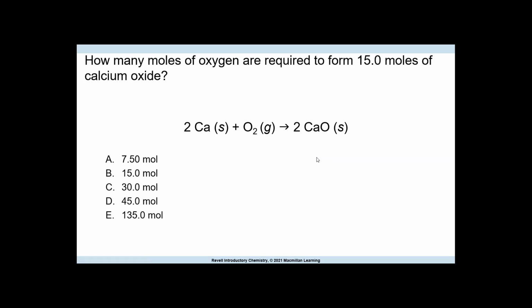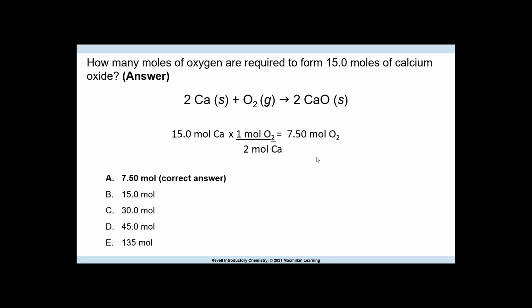How many moles of oxygen are required to form 15 moles of calcium oxide? So let's just jump here. We start out with 15 moles of calcium oxide. That moved a little bit, I apologize. We have 2 moles of calcium oxide and 1 mole of oxygen. The moles of calcium oxide cancel out, and we end up with 7.5 moles of oxygen.